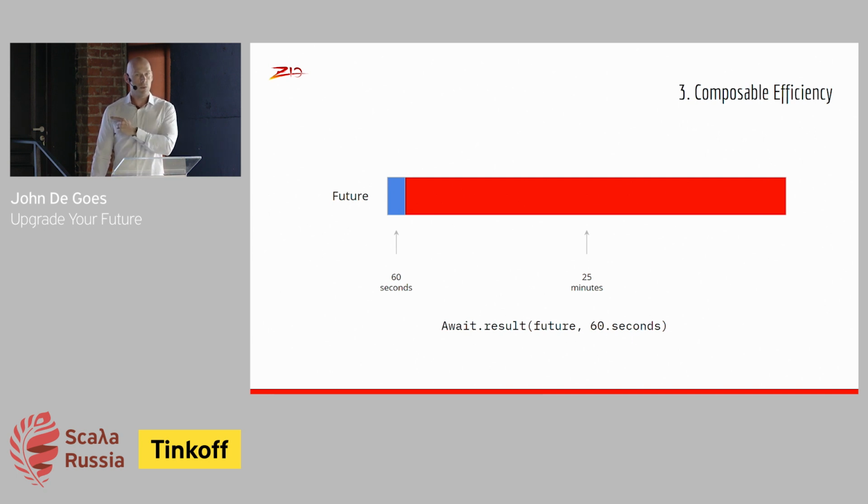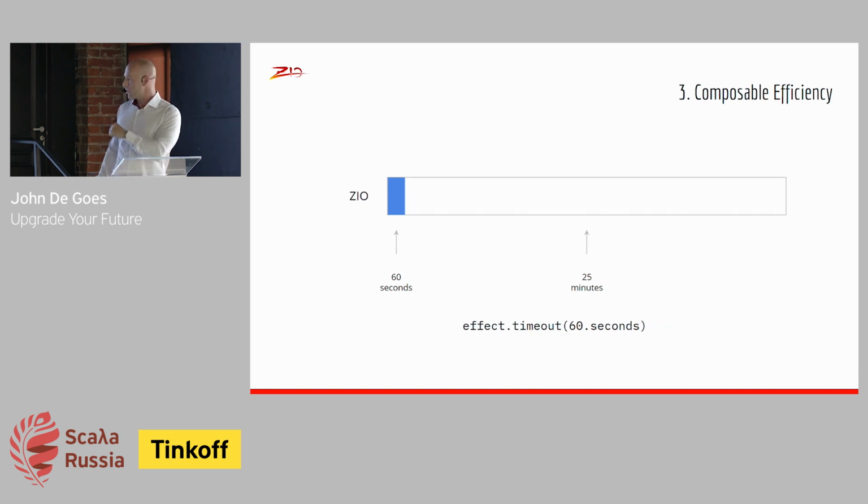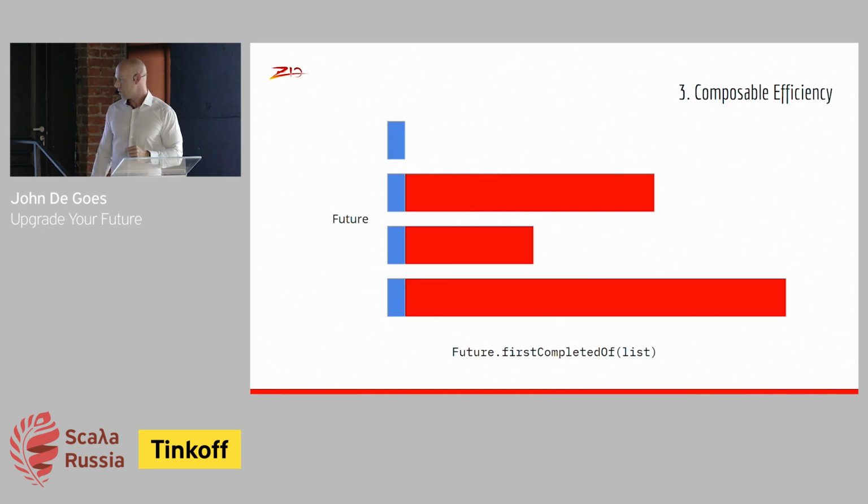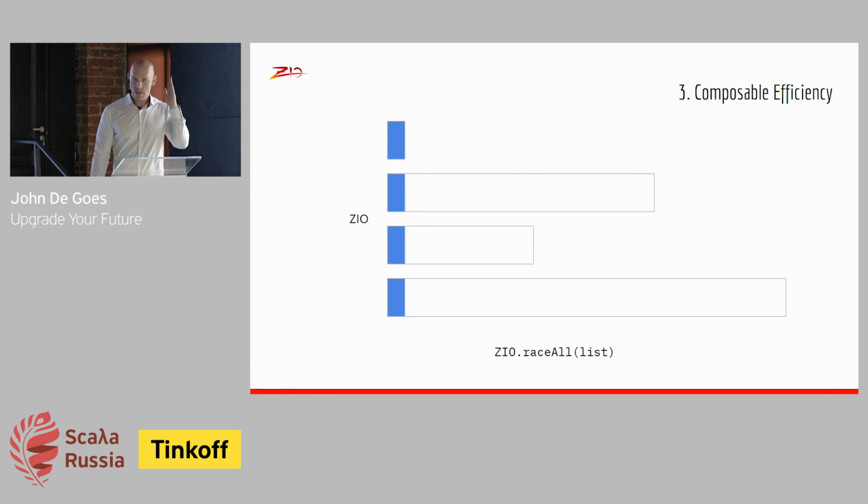where a termination will result in immediate cancellation of the underlying effect, but you see it in a bunch of other places, like ZIO's version of firstCompletedOf. So firstCompletedOf, if one of those fails, what happens is all of them continue executing until completion. Whereas in ZIO, if one of them fails, the rest of them are terminated immediately.